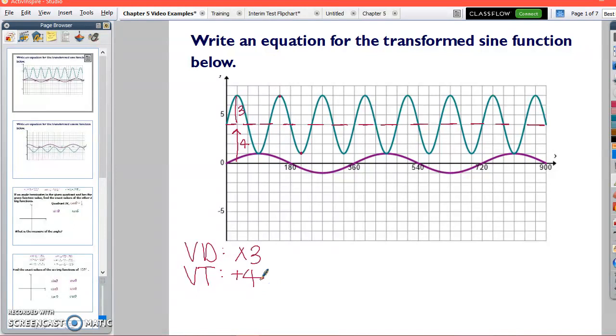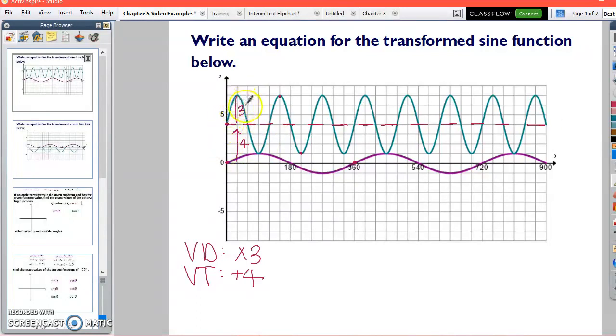The last thing that we notice is that something happened horizontally. And so I know that it's not a shift because this middle point that was starting on the y-axis still is on our transformed function. So that tells me that it was a horizontal dilation. We took the normal cycle size of 360 and we made it smaller. So now I'm going to track to see what my new period size is.